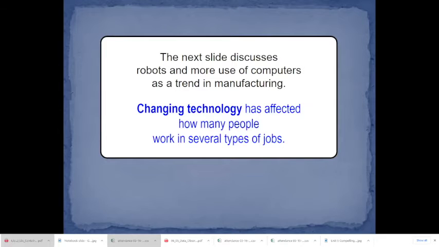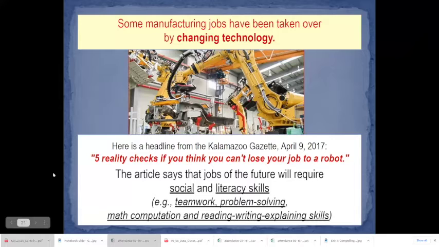So then we move into talking about robots and computers as a trend in manufacturing, because technology's affected all of us. And this year, it's affected more people than ever. So some jobs have simply been taken over by technology. So the Kalamazoo Gazette in 2017, 5 reality checks if you think you can't lose your job to a robot. The article says that jobs of the future will require social and literacy skills. So we kind of explain what those are.